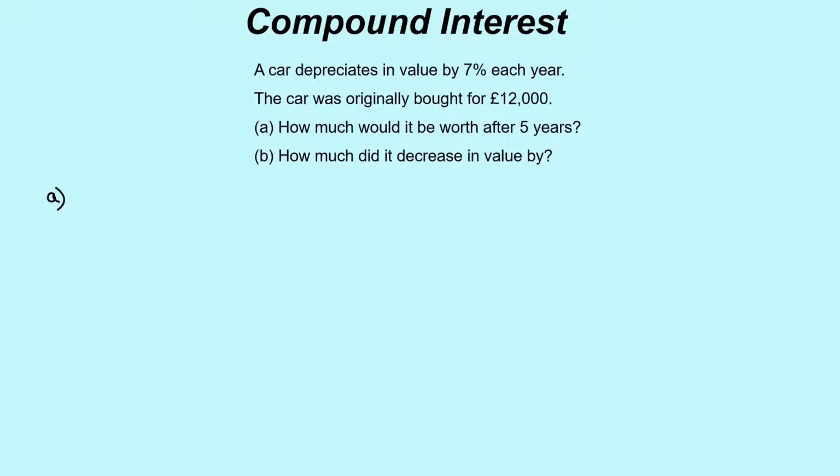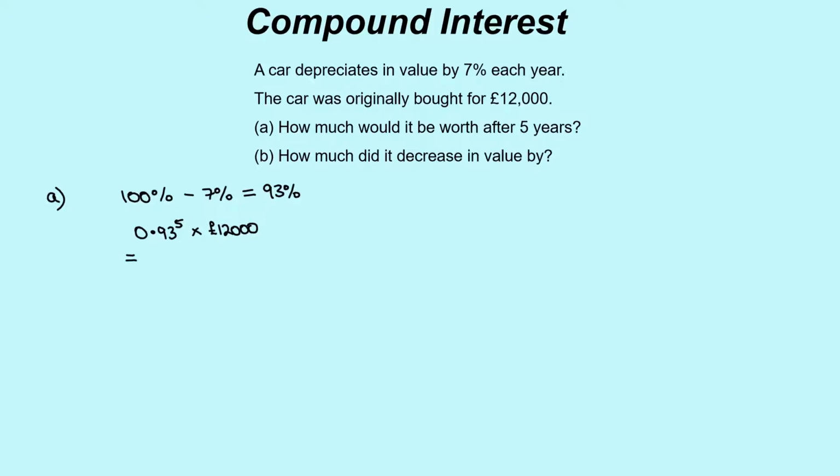So what we're going to do is start off by taking the 100% initial value. It's depreciating, so we're subtracting the 7% per year. And that tells us that at the end of each year, the car is worth 93% of what it was at the beginning of that year. So we're going to take that value as a decimal, 0.93, and because we're finding the 93% over 5 years, we're going to do 0.93 to the power 5 and multiply that by the original amount, which was 12,000.